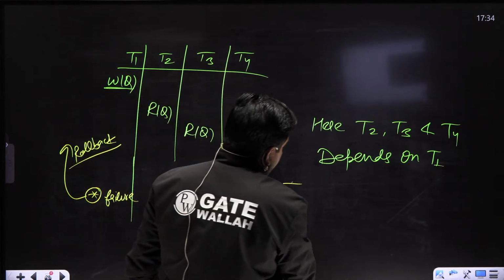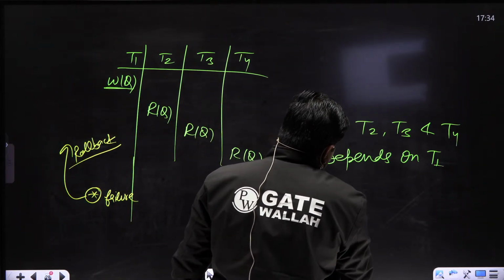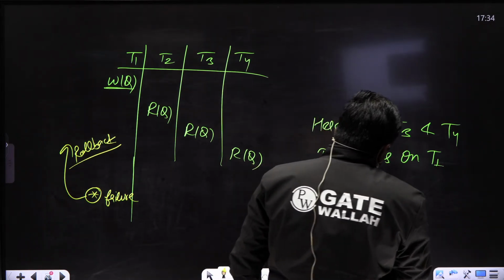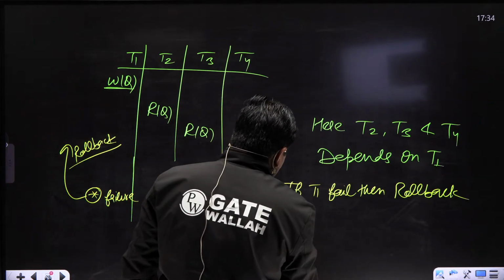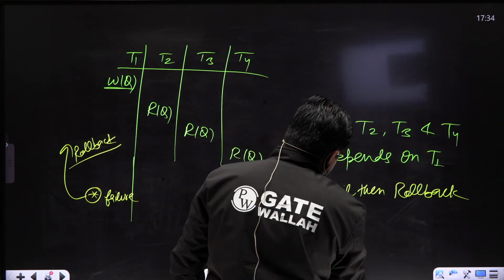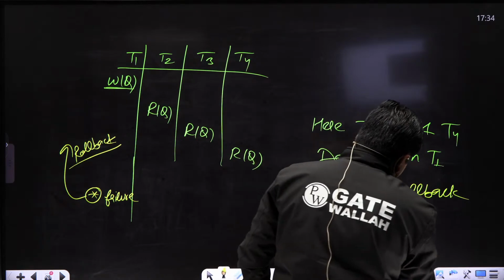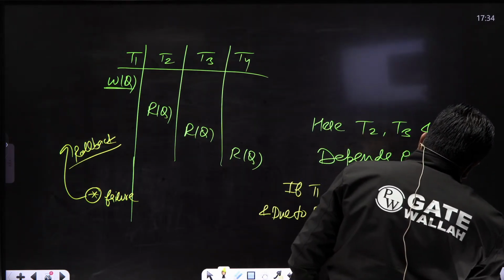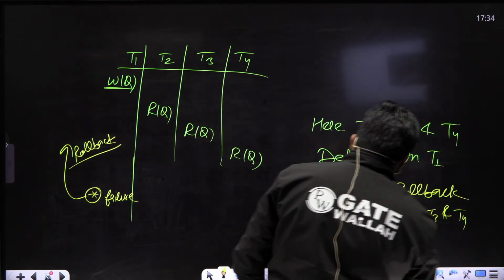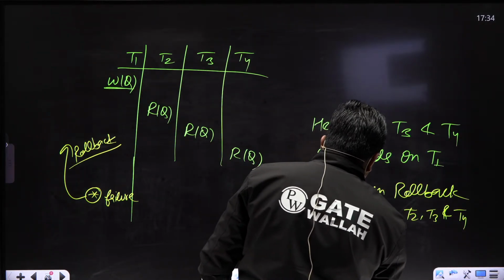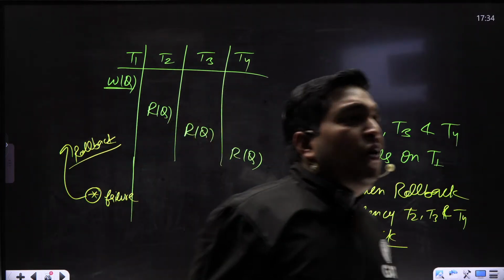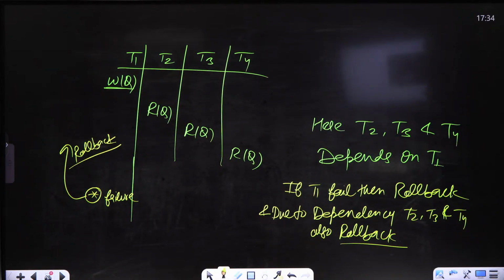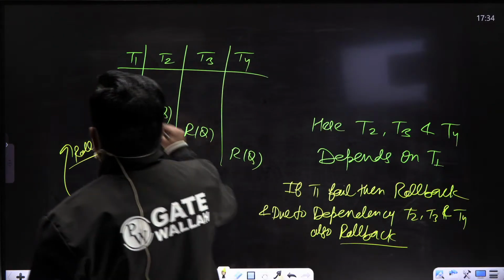So what happens if T1 fails? Then rollback, and due to dependency T2, T3 and T4 also roll back. Clear everyone? Each and every one, crystal clear. That is the meaning of cascading rollback, beta.